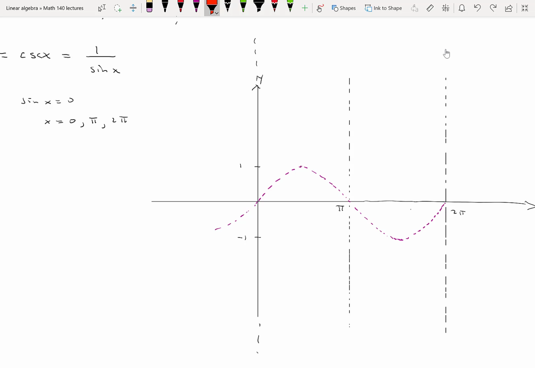Then take the graph of the sine function between 0 and pi, the arc that opens downward, and hold it fixed at y equals 1 and flip it upside down. If you flipped it upside down, it would look like this. But don't just flip it upside down. Flip it upside down and stretch it up toward its vertical asymptote.